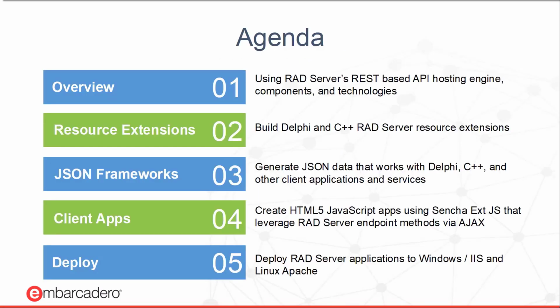We'll start with an overview of RAD Server with its REST-based API hosting engine, components, wizards, and other technologies. I'll show you how to build Delphi and C++ RAD Server resource extension packages. I'll show you examples of how to generate JSON data that works with Delphi, C++, and other client applications and services. I'll show you how to create an HTML5 JavaScript application using Sencha's ext.js that can leverage your RAD Server endpoint methods via AJAX calls. And finally, I'll show you how to deploy your RAD Server applications to Windows and to Linux servers.